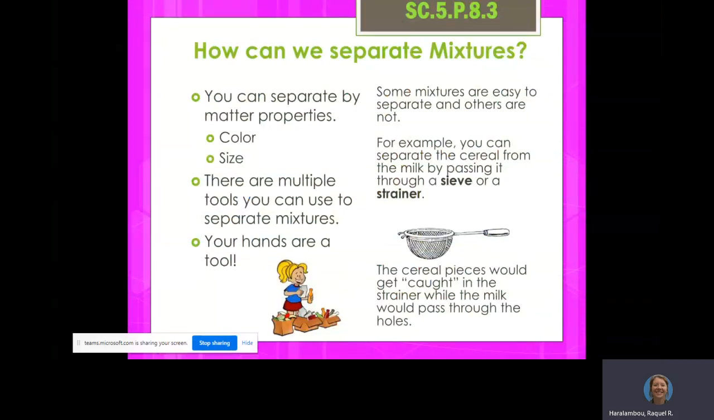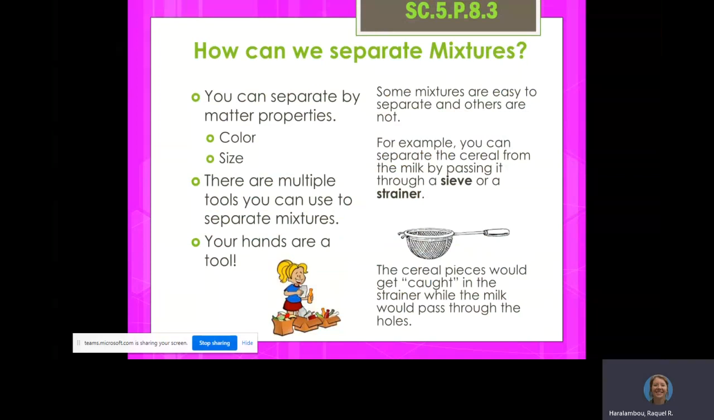So now we're talking about how can we separate these mixtures. You can separate by matter properties, so color and size. There are multiple tools you can use. Your hands are always a good tool, but sometimes there can be better tools than your hands. Say if I gave you a pound of rice and a pound of rocks and I mixed them all together, right? It might be harder to go through with your hand and pick out each one.